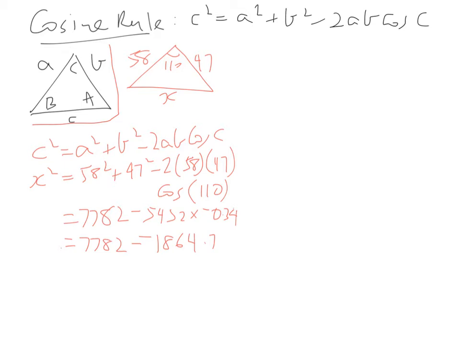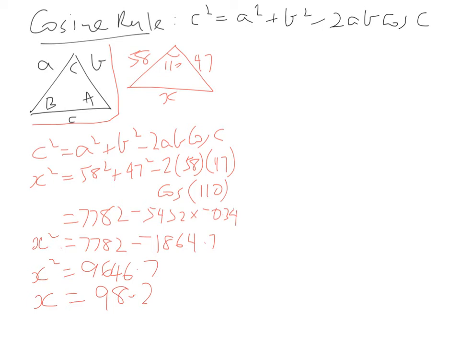So x squared equals 9646.7. So now x will equal the square root of that, and we end up with 98.2. Okay, so that's that one. That's how we use it to find a side length.